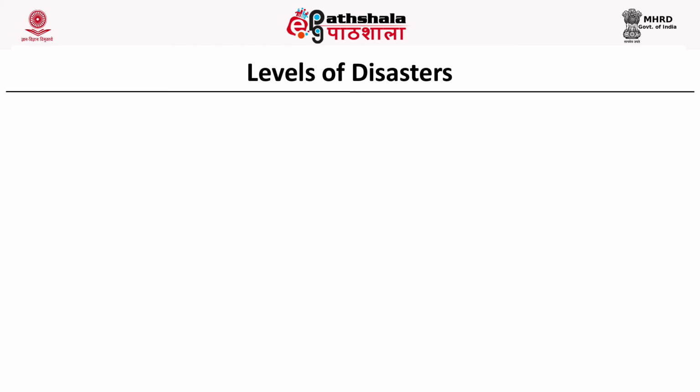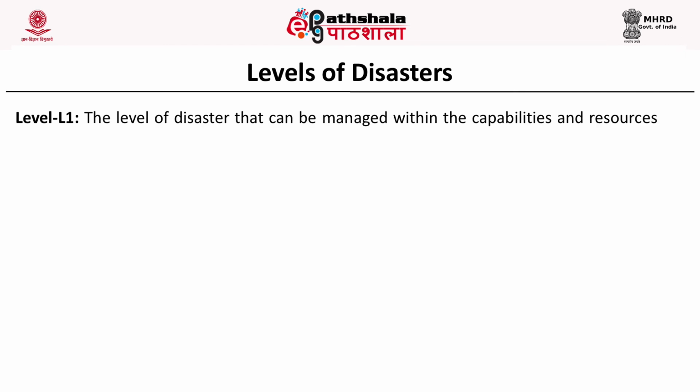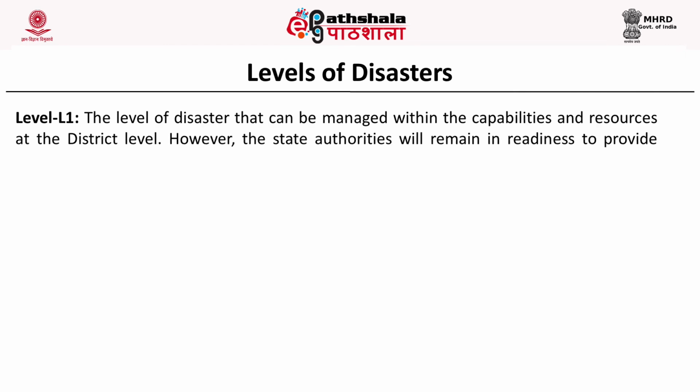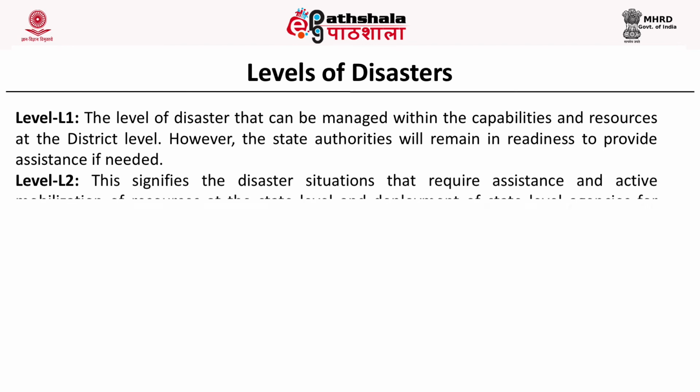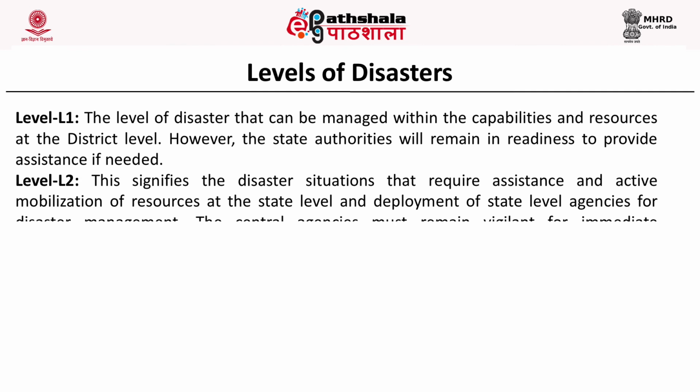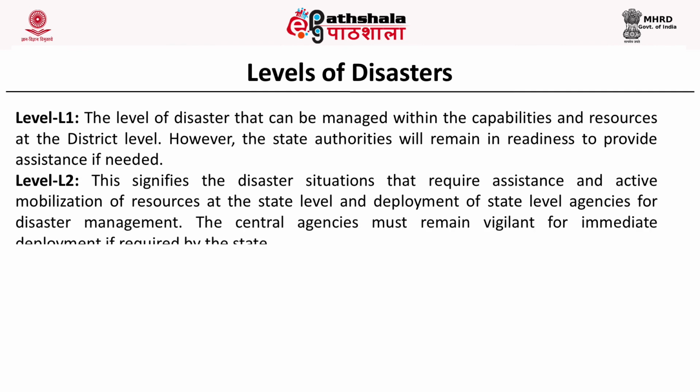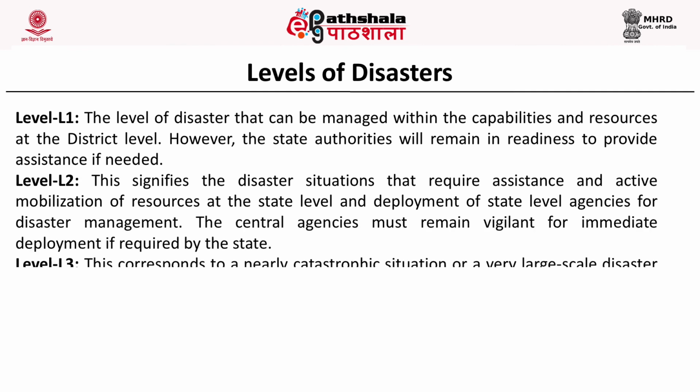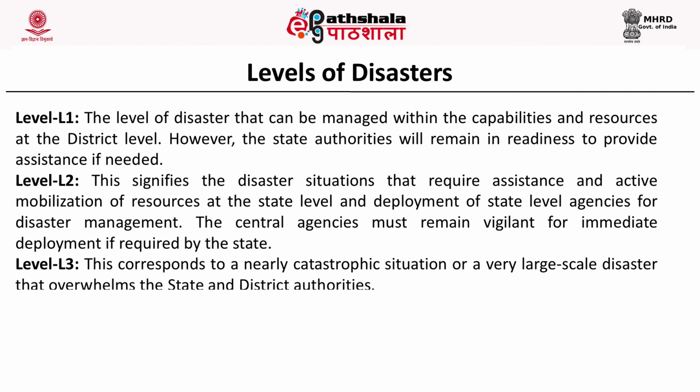So, the L1 level of disaster can be managed with the capabilities and resources at the district level. The level L2 signifies the disaster situations that require assistance and active mobilization of resources at the state level and deployment of state level agencies for disaster management. The level L3 corresponds to a nearly catastrophic situation or a very large scale disaster that overwhelms the state and district authorities.